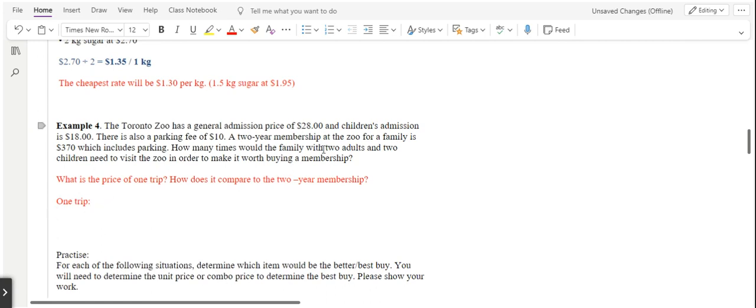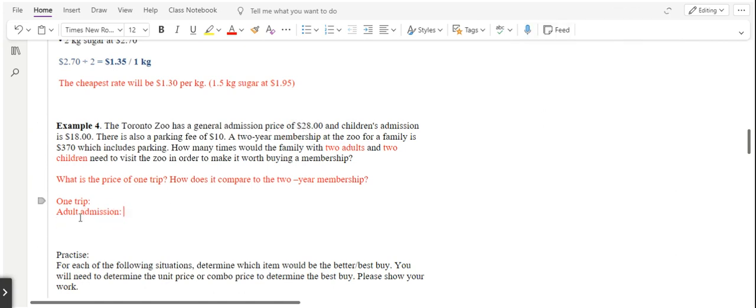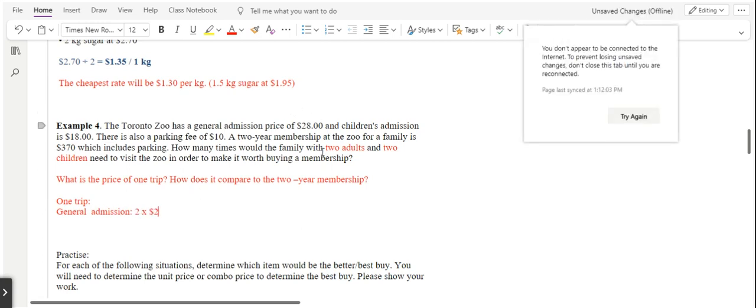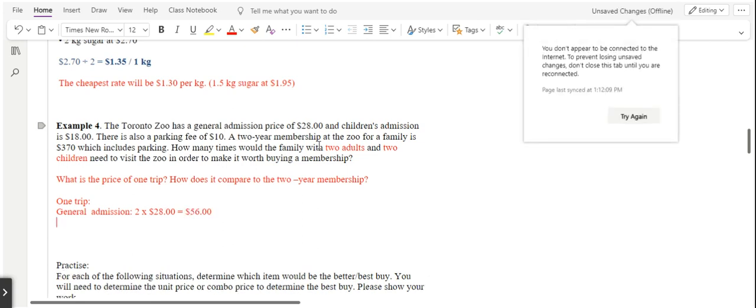this is going to be what? Well, the family has 2 adults and 2 children, and presumably they're all going, which would make sense. So for the adult admission, this was this general admission, right? Because there's general and children. So an adult admission, I guess we should say general admission instead. General. So this will be 2 times 28. So this is going to be $56.